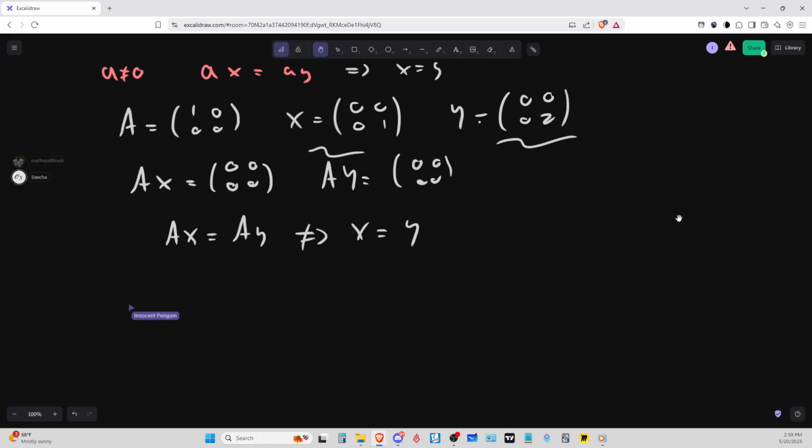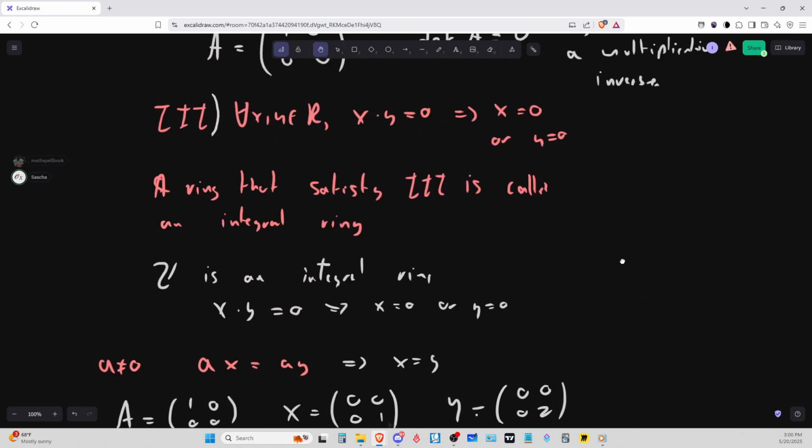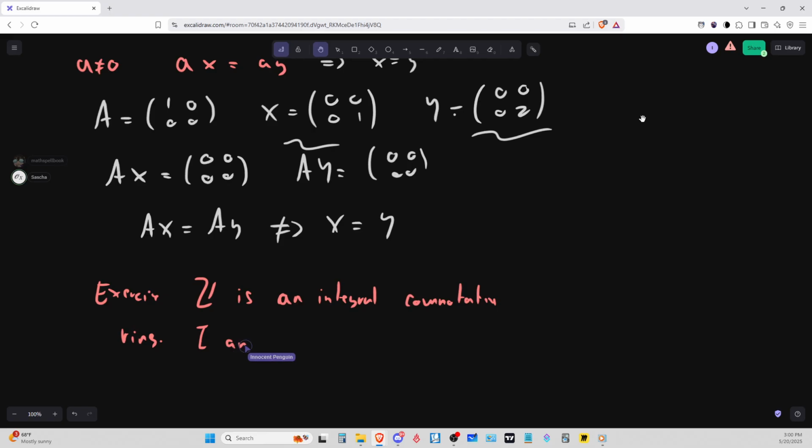So maybe here I can prove it. That would be part of the exercise this week: that Z is an integral commutative ring. So in other words, what was my naming scheme I gave to those properties? 1 was commutative and 2 was a field. Okay, so it satisfies 2 additional axioms. It satisfies 1 and 3.